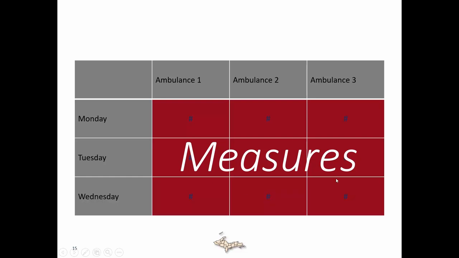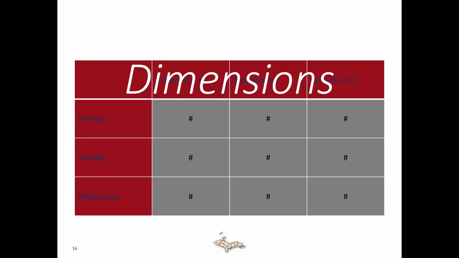These are the things that you can summarize by counting or averaging, like average patient weight, average height of fall, things like that. Okay, on the outside, then you have what are called dimensions. You have columns and you have rows. And these are the ways by which you want to slice and dice the numbers that you're getting.